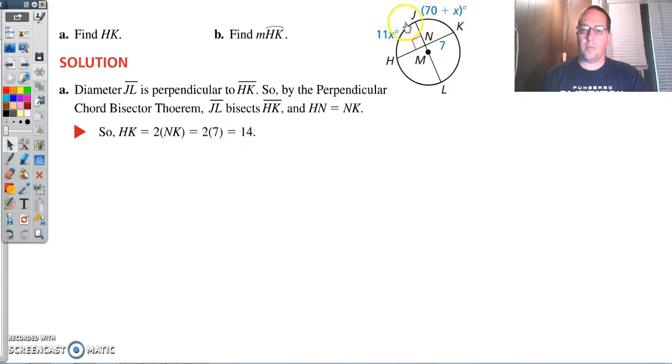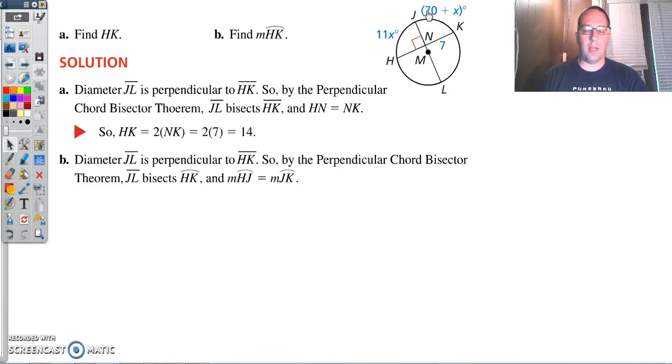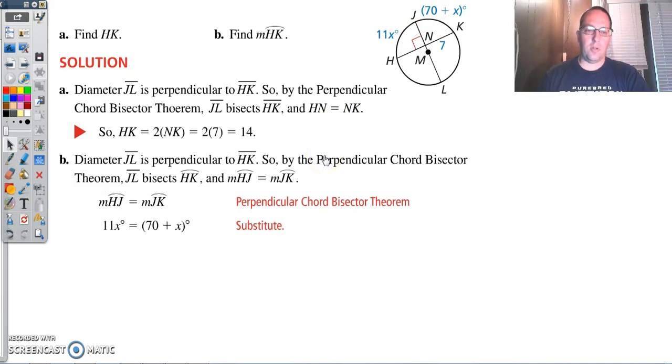The arc here is going to be a little bit more complicated, but not too much. If the chord is bisected by the diameter, the arc is also bisected by the diameter. And that means that this arc measure is the same as this arc measure. So we can set those two equal to each other to figure out what x is. 11x equals 70 plus x. And then we solve this. Subtract x from both sides, divide by 10, x is 7.